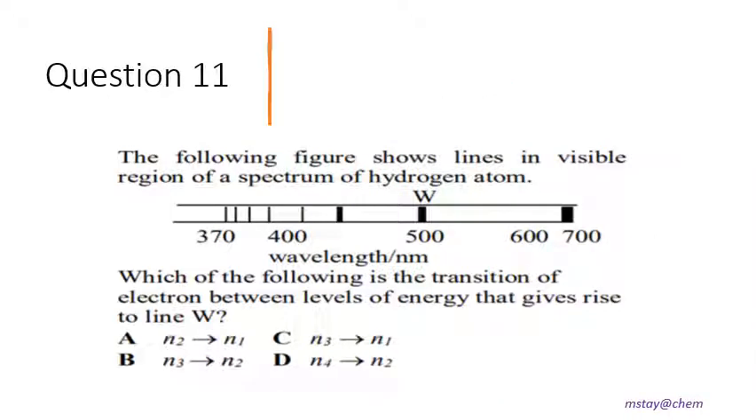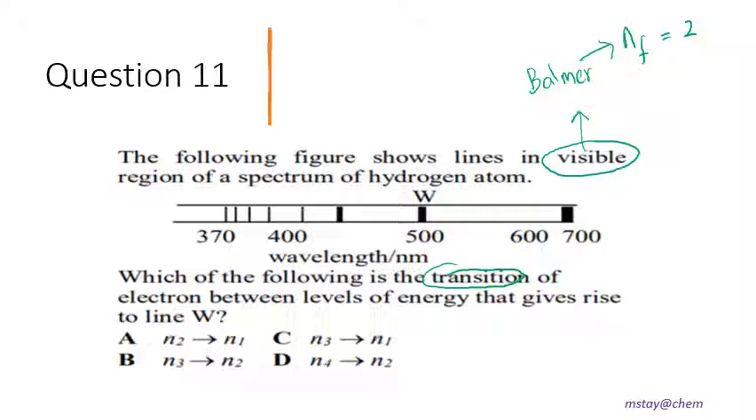Question 11. The following figure shows the lines in the visible region. When we see the term visible, we know the series is the Balmer series. If this is the Balmer series, n final is equal to 2, meaning that all the electrons will drop to n equal to 2. So which of the following is the transition of the electron?